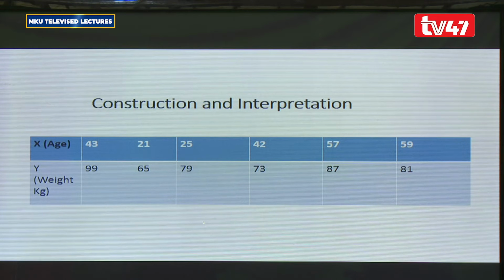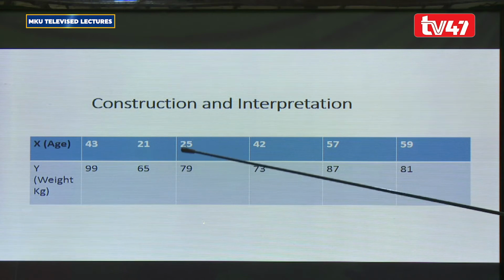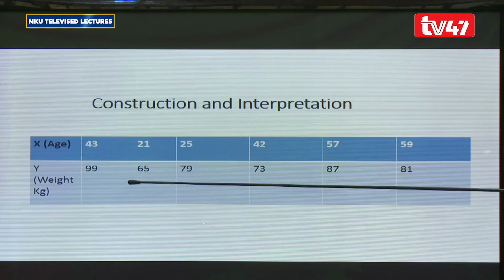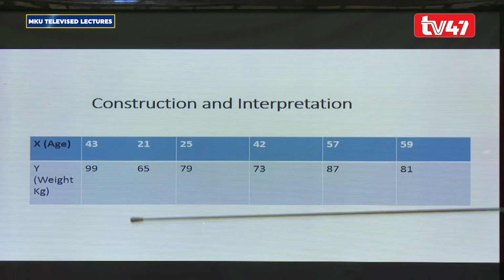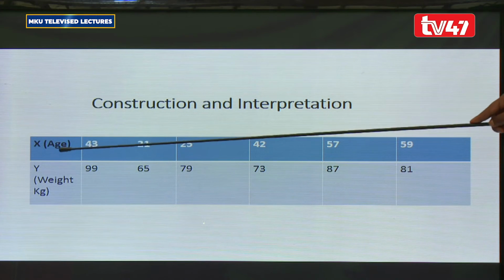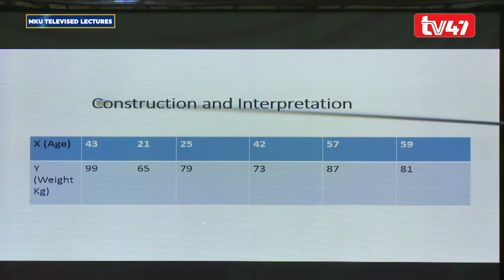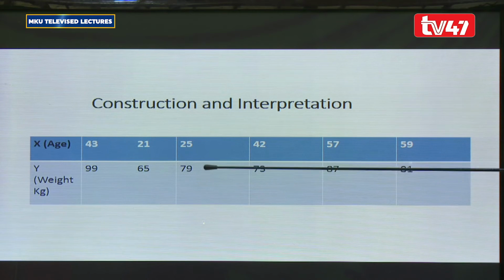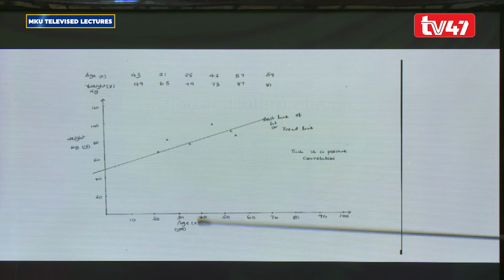Now, if I want to plot a scatter diagram for this, if the researcher wants to find out if there's a relationship between the age and the weight, you have to know what goes on what side. The first one, age, is what you're going to put on the horizontal axis, and then on the y, the weight, which is affected by age, is what we are going to put on the vertical axis.